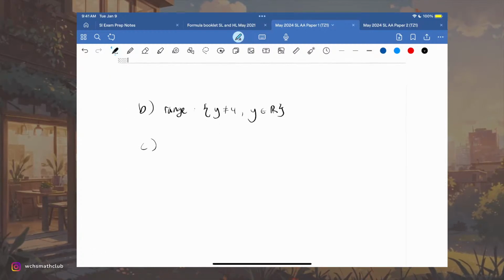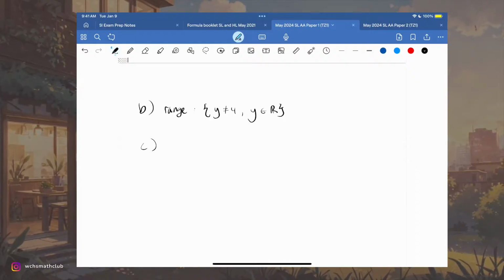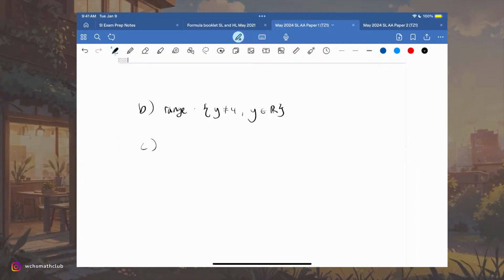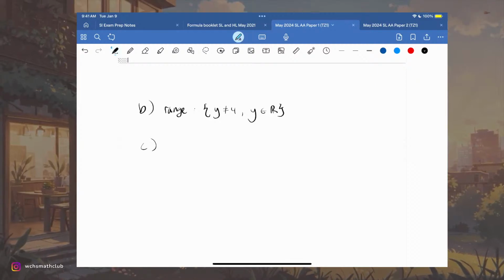Okay, for part C, it says consider a function g of x equals x squared plus bx plus c, and the graph of g has an axis of symmetry at x equals 2. The two roots of g of x equals 0 are -1/2 and p, where p is a rational number. So C says show that p equals 9/2.